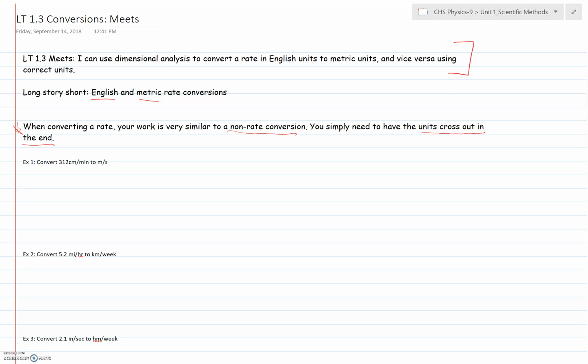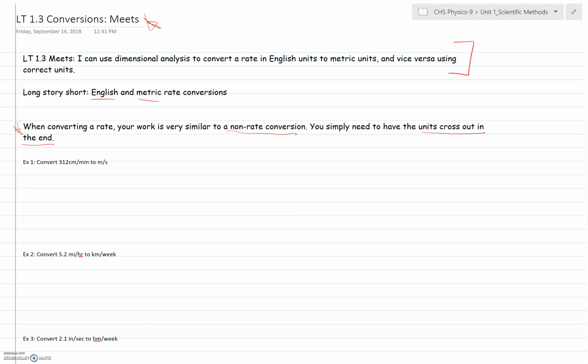So, example 1. And these examples are going to go in increasing order of difficulty. This first one is going to be fairly straightforward, the easiest type of conversion that you could get at the MEETS level. Second one's a little bit more complex, and the third one would be an example of the hardest question that I would ask you at the MEETS level.